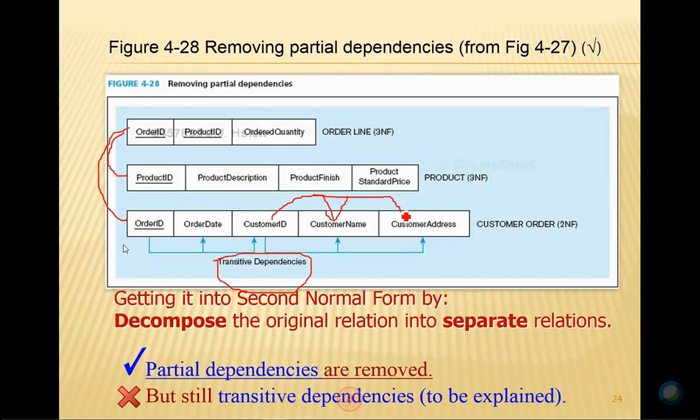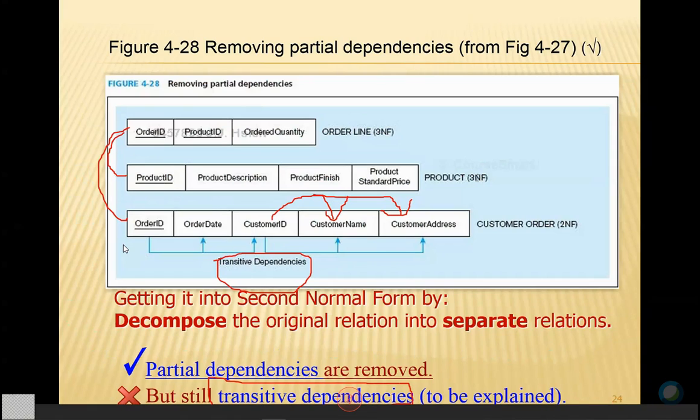Whenever your relational model still has transitive dependency, you are not in the third normal form. So when you have transitive dependency, what's the solution? Okay, guys, what's the solution right now? How can I address transitive dependency? Can someone answer me?